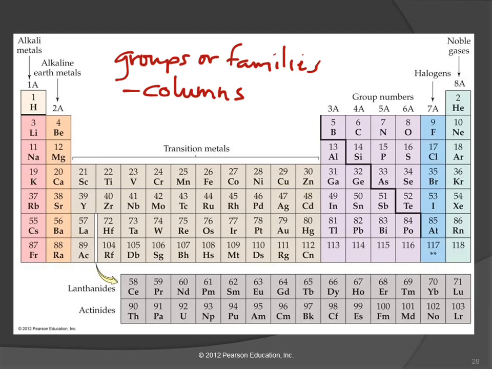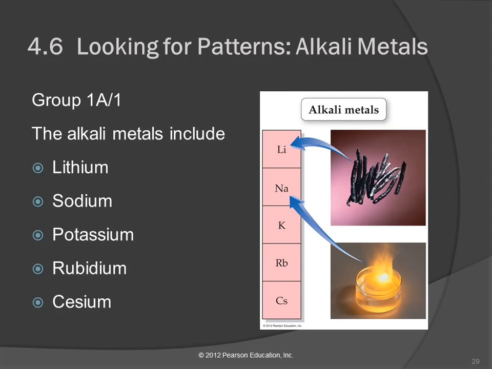And they're called families because just like people in a family have some common characteristics, elements in a family or group have some similar characteristics. So if we look at group 1A, these are the elements that are included in the alkali metals.